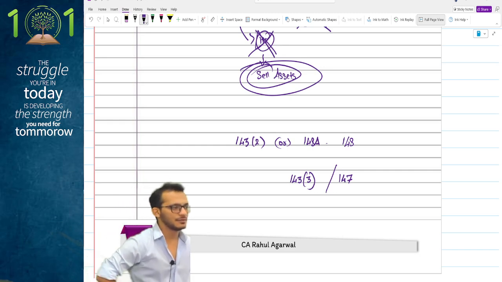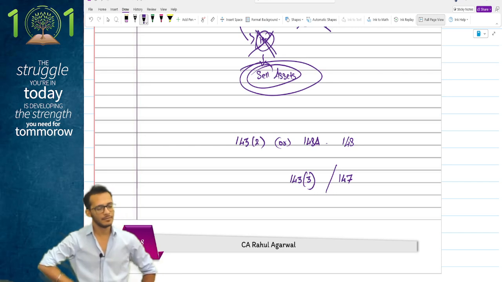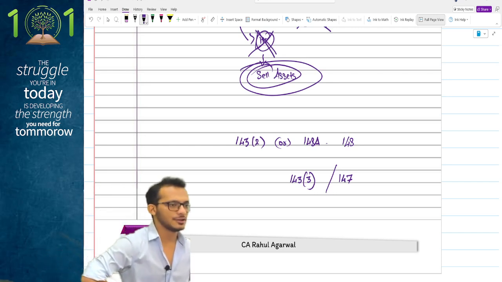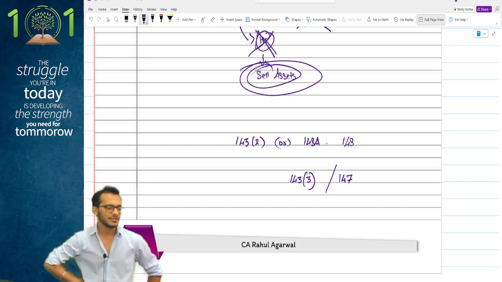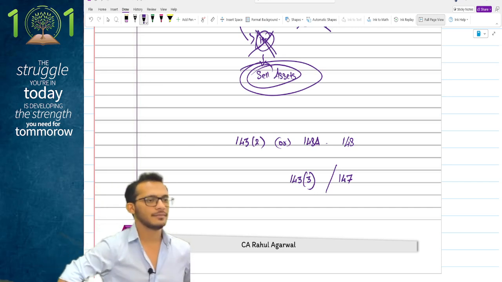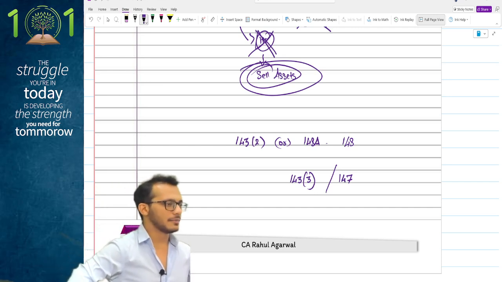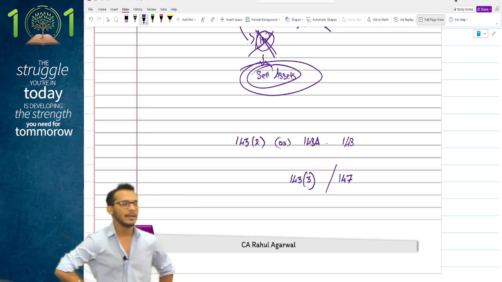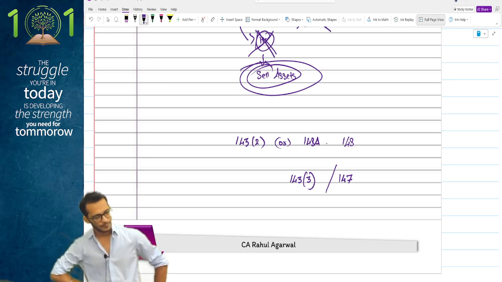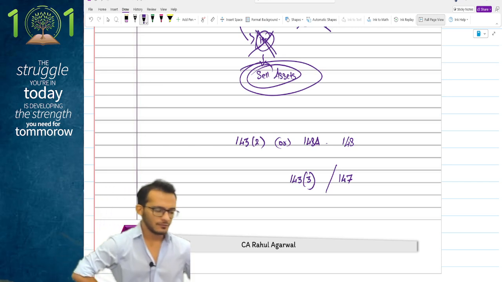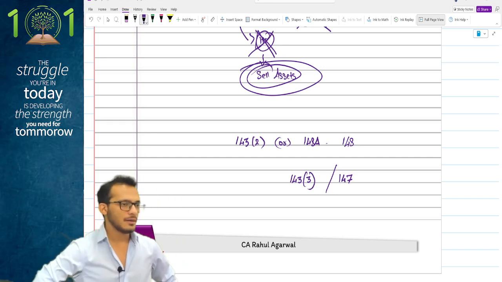File rectification under section 154 for any mistakes apparent from record.